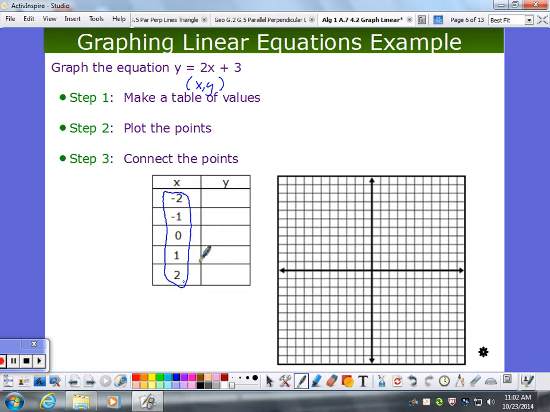It's a pattern. It's just some numbers. Does it have to be these numbers? What could they be? Any numbers, right? Any number I want. So we generally say pick a few negatives, pick 0, pick a few positives, right? And here we've got y equals 2x plus 3 as my rule.